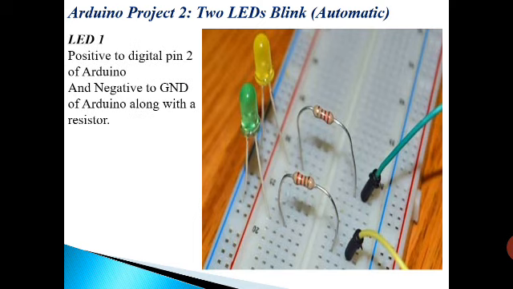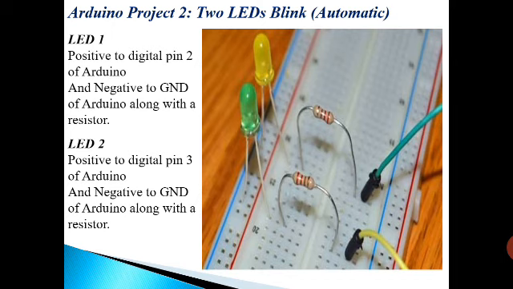So LED 1, let's take any one. The positive of the LED will go to pin number 2, just for example. We can change the pin also, and the negative of the same LED will go to the ground with the resistor. The resistor is a must, otherwise the LED will be damaged. Same with LED 2, but for LED 2 we are taking pin number 3. So with pin number 2 and pin number 3 of the Arduino board, we are going to control the 2 different LEDs automatically. The negative of this will also go to the ground with the resistor. So this is the simple circuit. I hope you can do it.